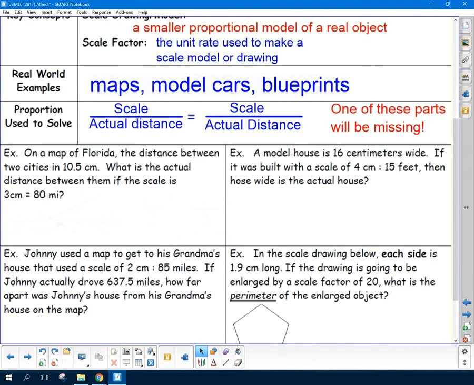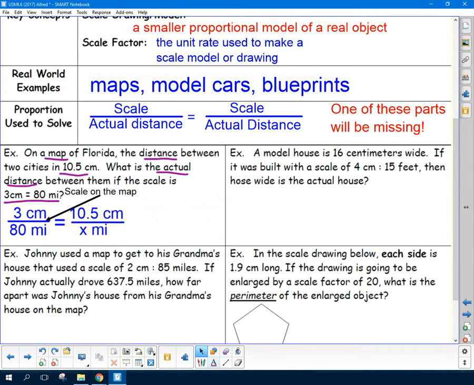This first example says, on a map of Florida, the distance between two cities is 10.5 centimeters. On the map, the distance is 10.5 centimeters. What is the actual distance between the cities if the scale on the map is 3 centimeters for every 80 miles? See how it says that the scale on the map is 3 centimeters for every 80 miles? This first ratio represents that. I put the centimeters over the miles, and this first ratio tells us what the scale on the map is.